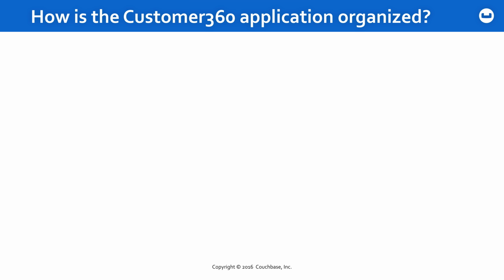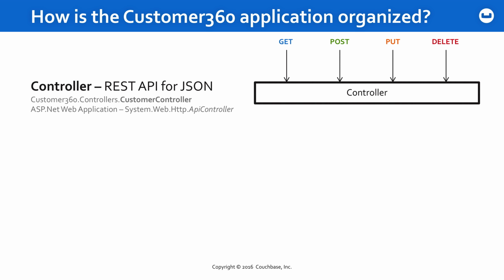So the Customer 360 application that you'll be building throughout these labs is organized around a couple of layers of APIs in ways that I expect probably make perfect sense to you. You're going to be building a controller layer to expose a REST API that'll rely on the HTTP verbs get, post, put, and delete, as I'm sure you'd expect. Now, for mapping the incoming JSON to a corresponding data model, we rely on the functionality of ASP.NET's Web Application Framework, specifically the API controller class.